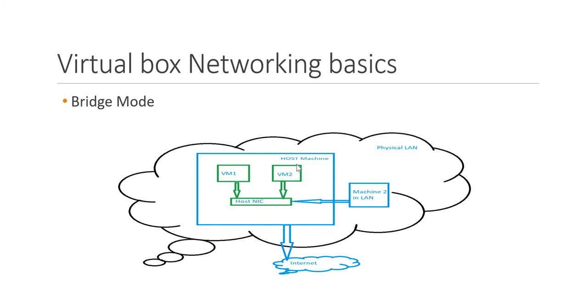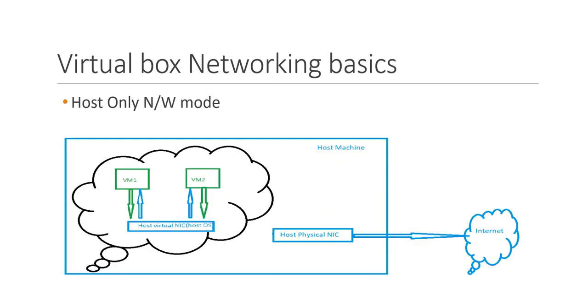In the bridge mode, the VMs act like they connect to the host network interface. That means there is communication from the VMs to the host directly, and also the machines in the LAN of the host can connect to the VMs directly. So whenever we have a requirement that the applications running in VMs can be accessed by the host or other machines in the physical LAN directly, then we can use this bridge mode.